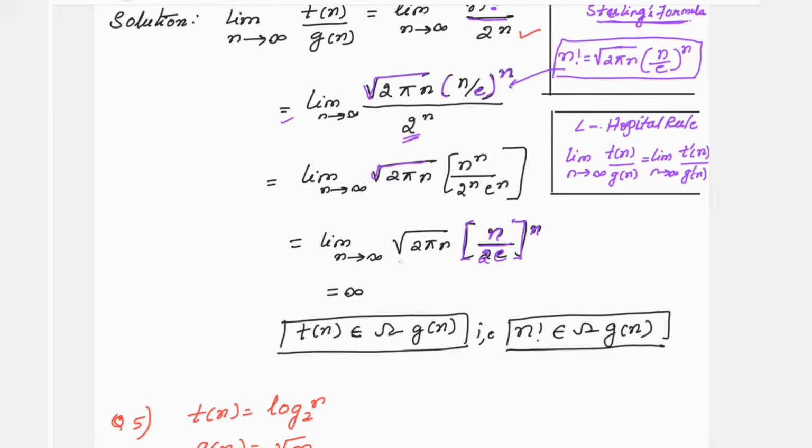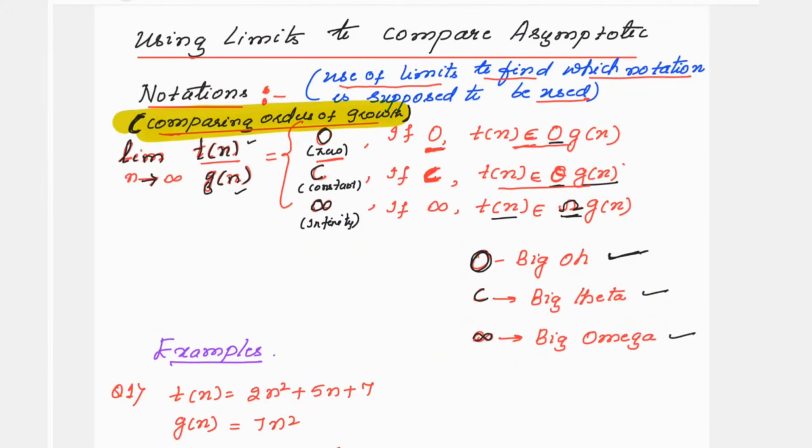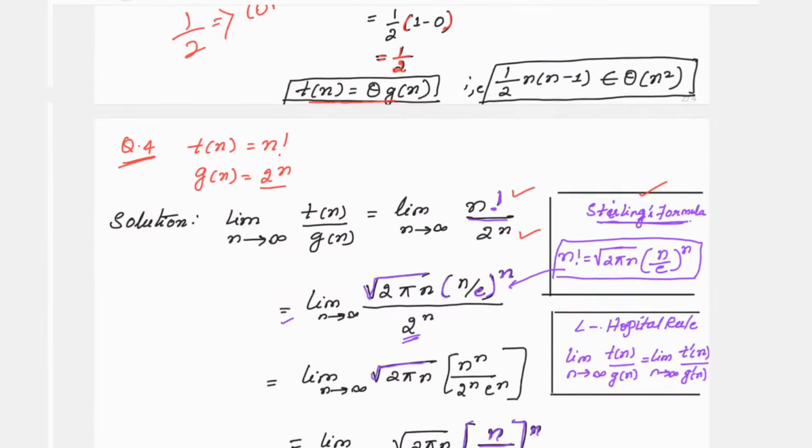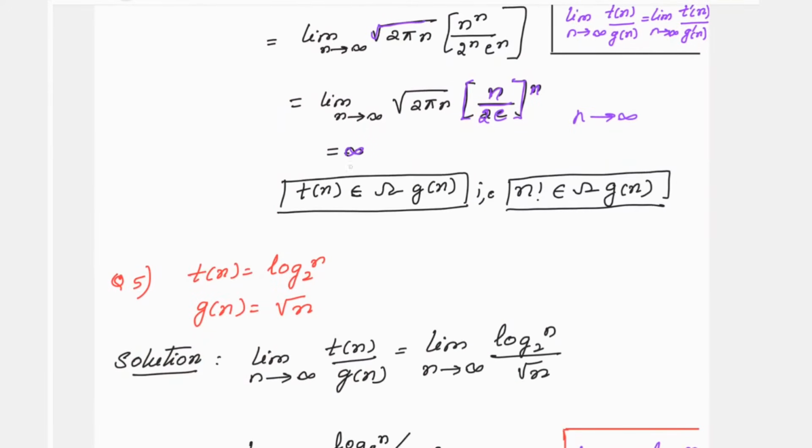Once you apply this limit, n tends to infinity, you will get infinity. When the value becomes infinity, T of n belongs to big omega. So you can write T of n belongs to big omega g of n. And what is T of n? You can write the given expression also, n factorial belongs to big omega g of n.